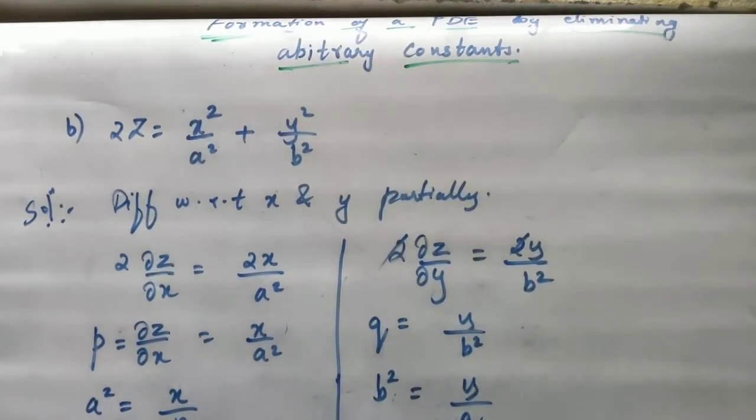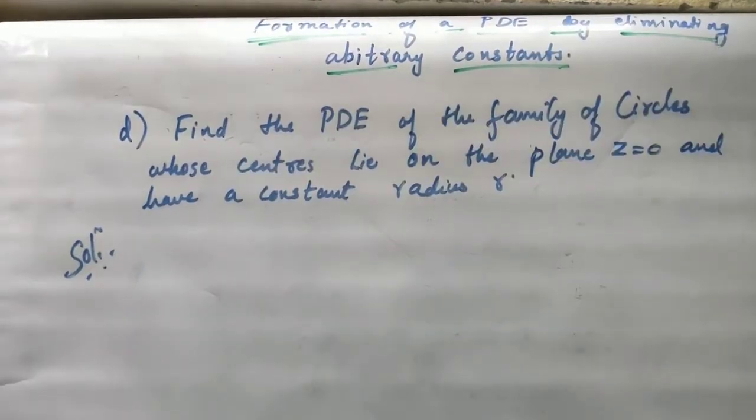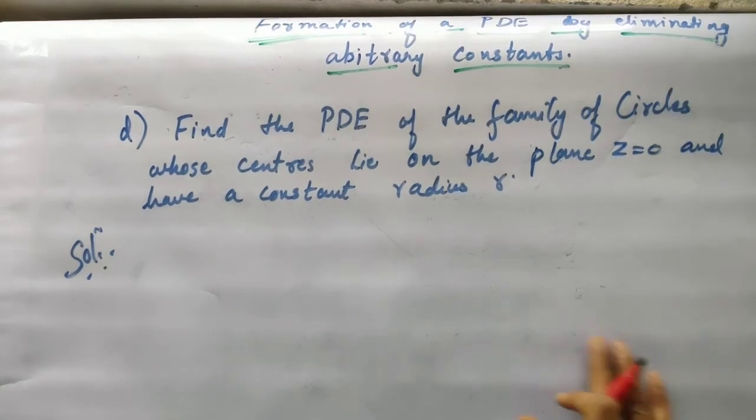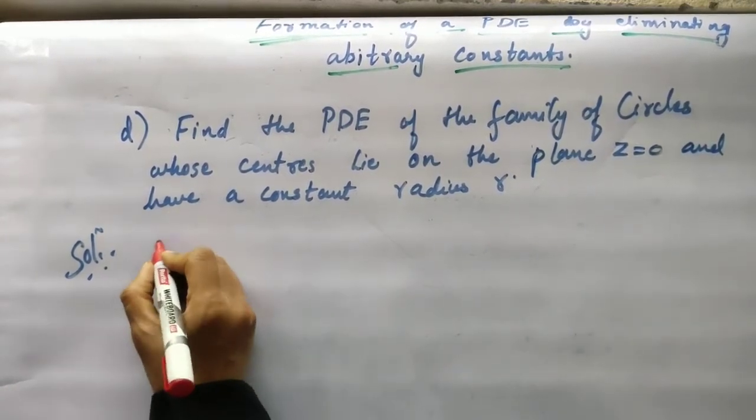Okay. So here is one problem. Find the PDE of the family of circles whose centers lie on the plane z is equal to 0 and have a constant radius r. So what do you mean by the plane z is equal to 0? It's nothing but the xy plane, is it not? Yes. So we will consider the solution.